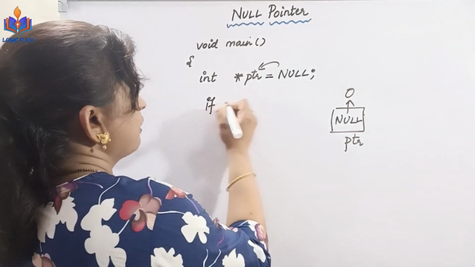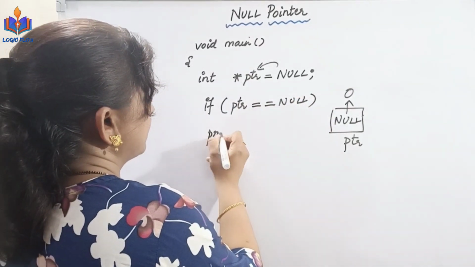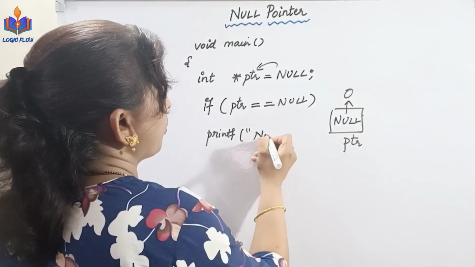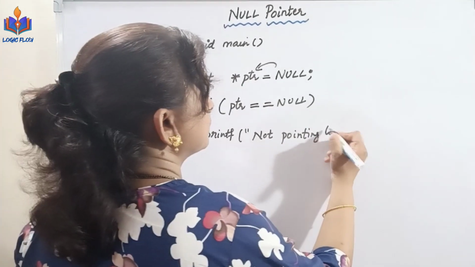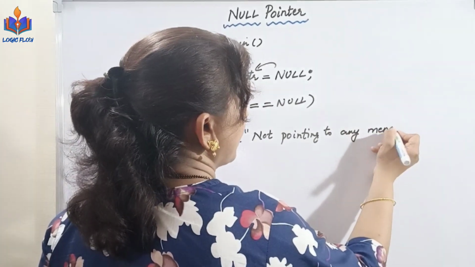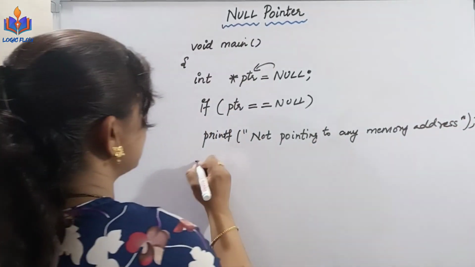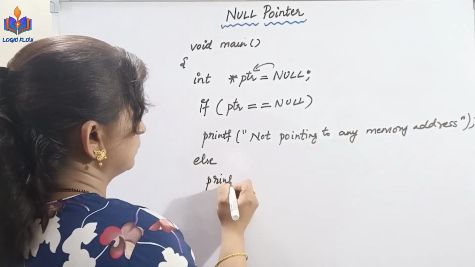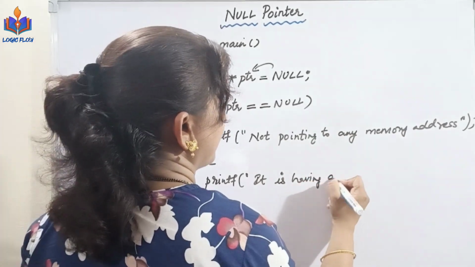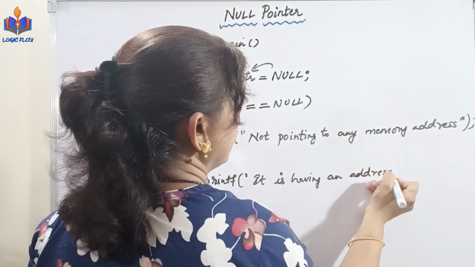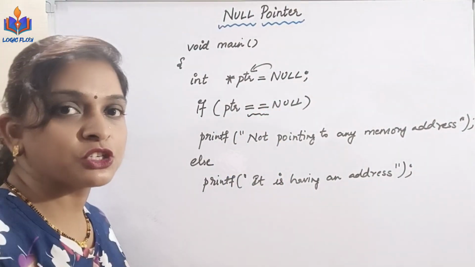So if I just say if PTR equals to null, I can put a message printf not pointing to any memory address. Else printf it is having an address. So this type of initialization, and we need to check with this equality operator, especially in data structure programs.